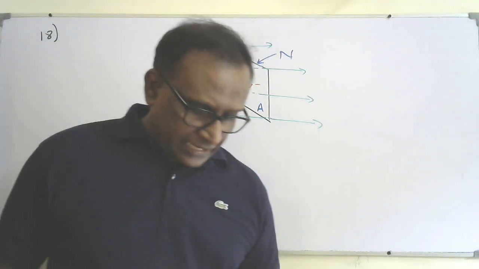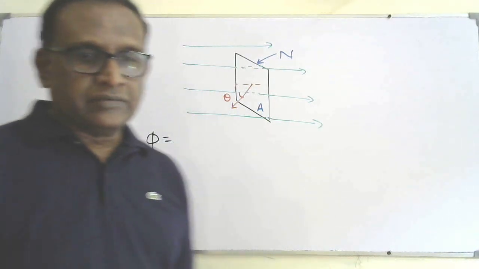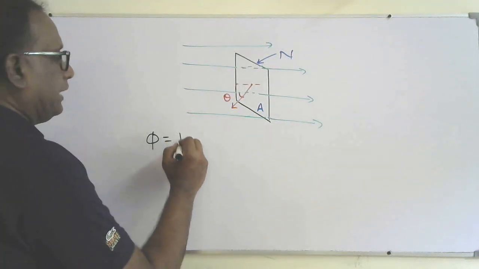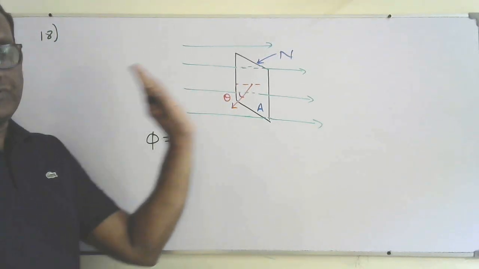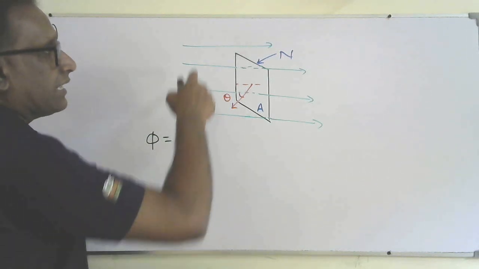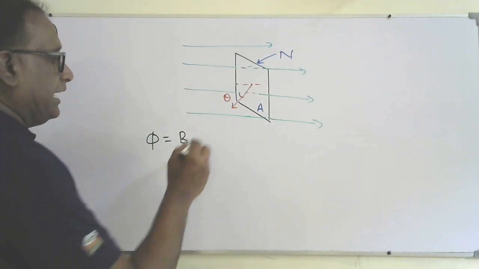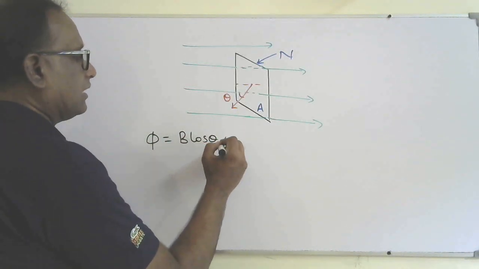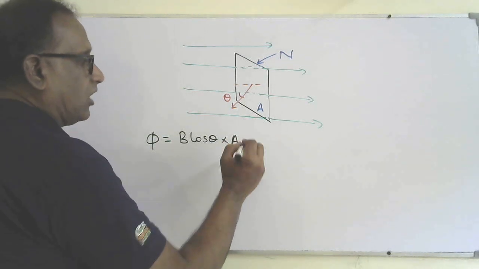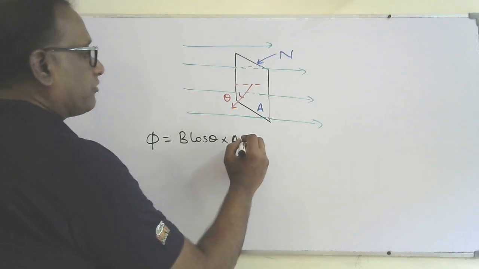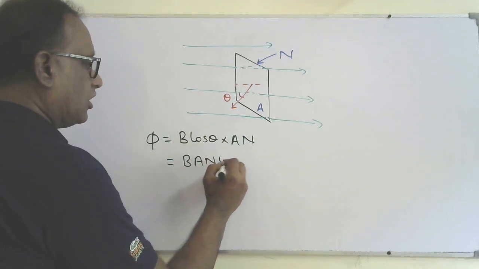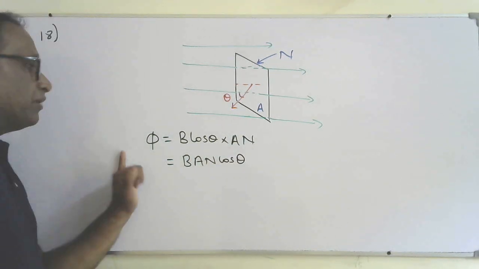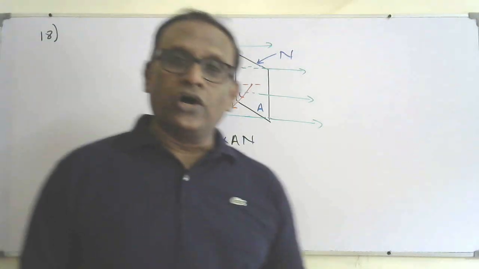the magnetic flux linkage with the coil is given by phi equal B cos theta. So we need to consider the component of the field lines perpendicular to the plane of the coil, B cos theta, into area of the coil, into number of turns, that is phi equal BAN cos theta. That is the magnetic flux linkage with the coil.